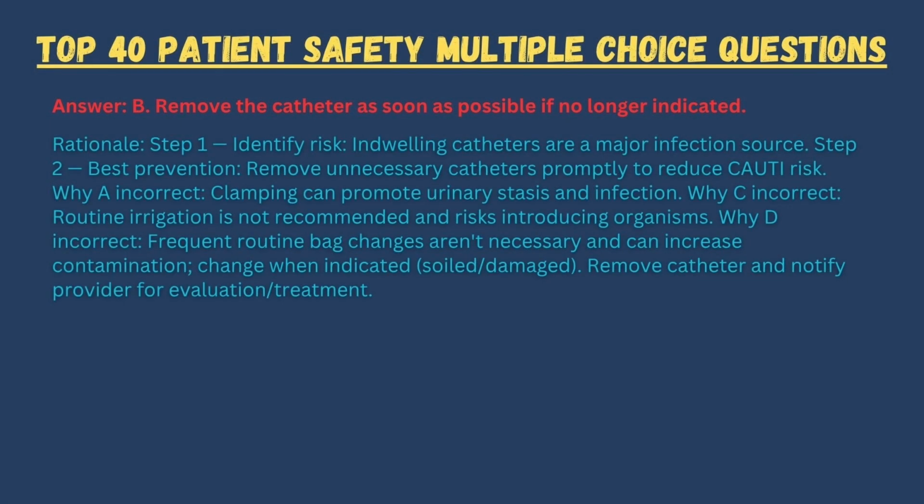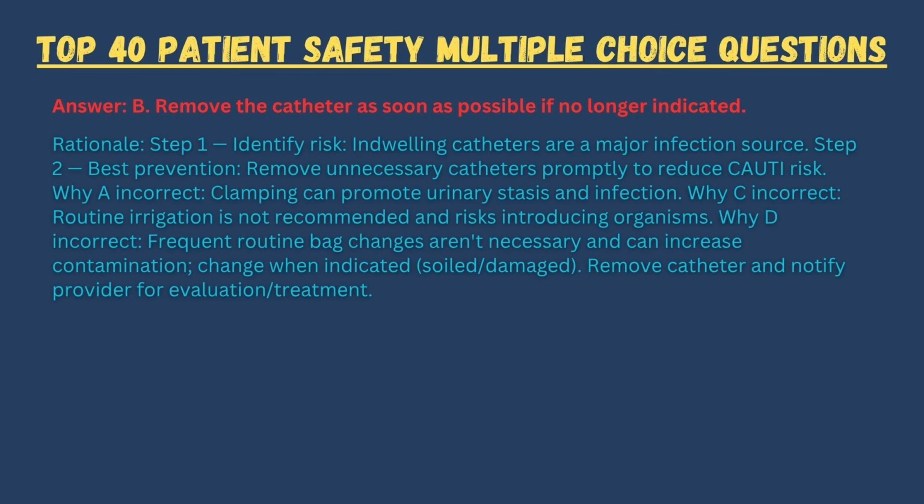Answer. B. Remove the catheter as soon as possible if no longer indicated. Rationale. Step 1. Identify risk. Indwelling catheters are a major infection source. Step 2. Best prevention. Remove unnecessary catheters promptly to reduce CAUTI risk.